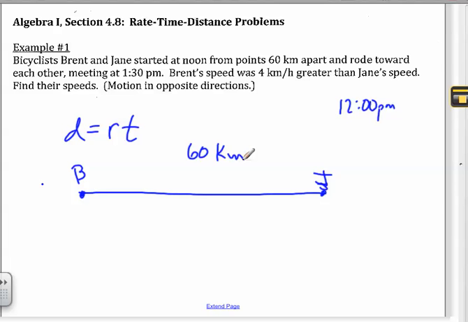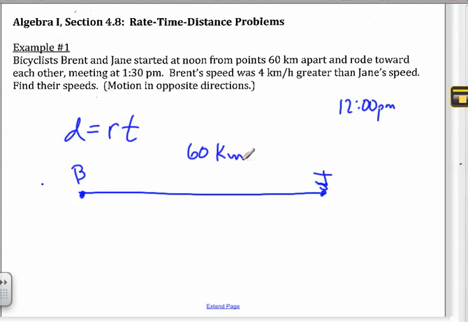So that means if I add Brent's distance to Jane's distance, what should I get? What should I get, Jack? No, not 30. They didn't go half. One may be going faster than the other. If I add their distances together, what do we get, Tara? 60, the whole distance between them, right? Because they're going toward each other. All right. Now it says that Brent's speed is 4 kilometers greater than Jane's speed.